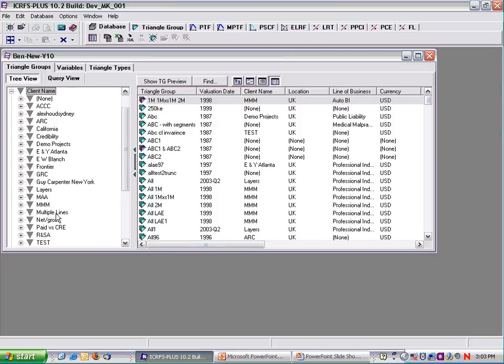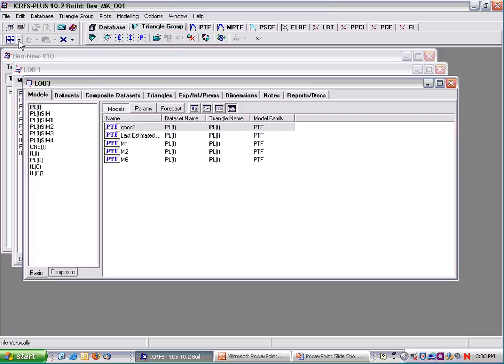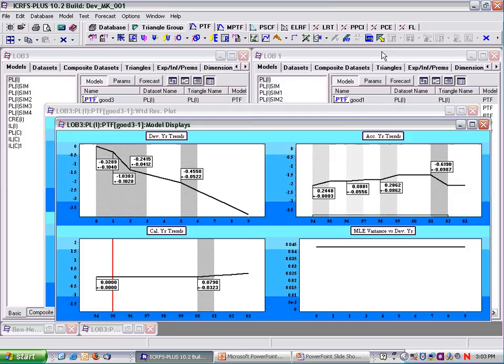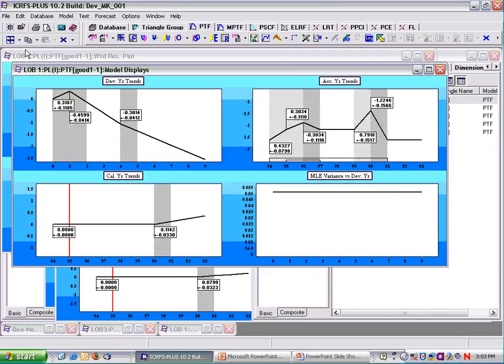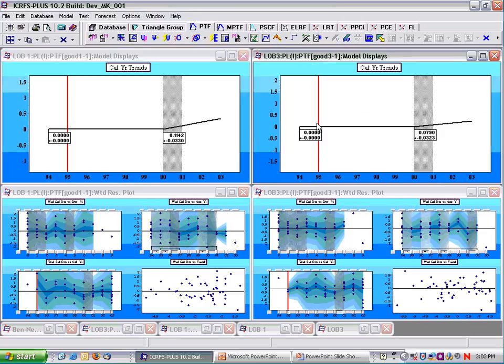I've called these lines of business LOB1 and LOB3. If I open them both and run the model for each, one of them has a model called good 3, and one of them has a model called good 1. If we look at the model display, just versus calendar years, you will notice that each line has a new calendar year trend starting in the year 2000. This one is 11.42% plus minus 3.3. This is 7.9% plus minus 3.23.